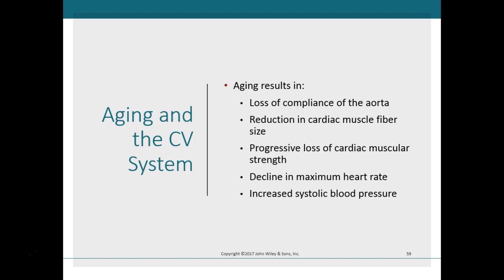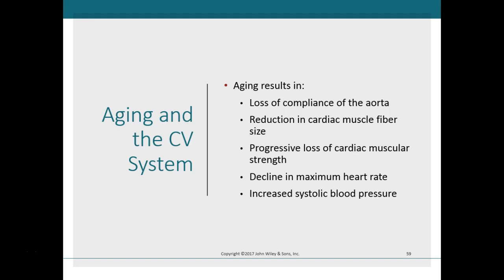As we see with almost everything we talk about, as you age, your body becomes less efficient. So with aging, cardiovascular changes include decreased compliance or distensibility of the aorta, reducing cardiac muscle fiber size, progressive loss of cardiac muscle strength, reduced cardiac output, decline in maximum heart rate, and an increase in blood pressure.